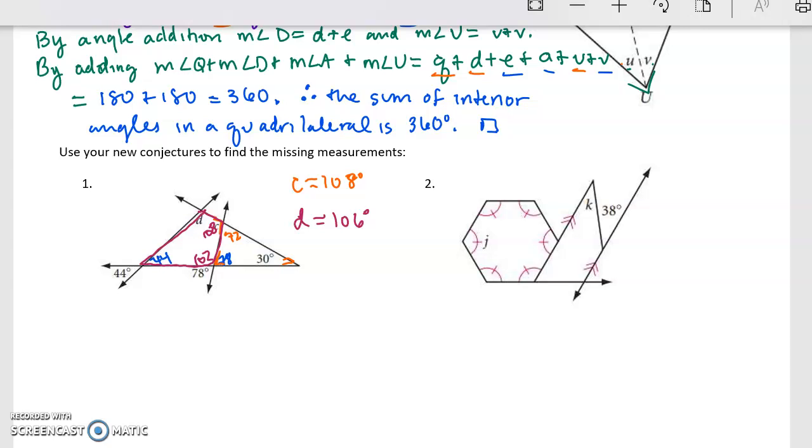For problem number 2, a couple things I noticed. First of all, I noticed a pair of parallel lines. So remember, I'm looking for alternate interior, corresponding, or alternate exterior angles, and I see a pair of alternate interior angles right here. So this angle is 38 degrees, so is K.